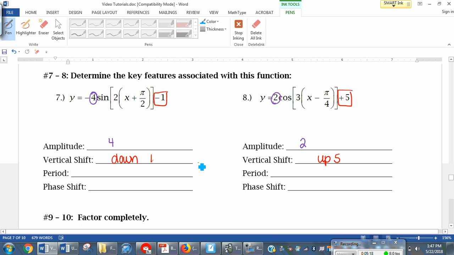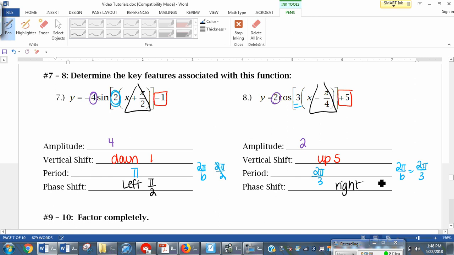The period comes from taking 2 pi divided by b. Well, in this case, b is 2, so 2 pi divided by 2 is just pi. Number 8, b is 3, so we're saying 2 pi divided by 3, and I can't reduce that, so I'm going to leave it as 2 pi over 3. Your phase shift is actually the opposite direction of the sign. So positive actually means left, pi over 2, and a negative actually means right, pi over 4.